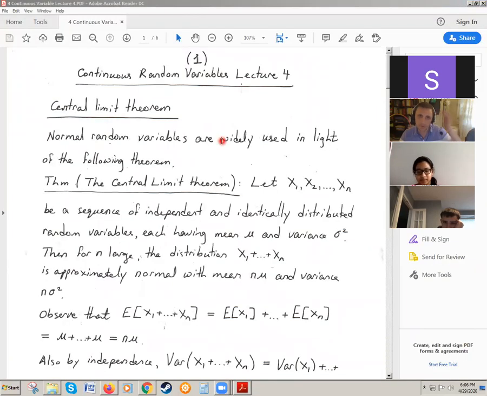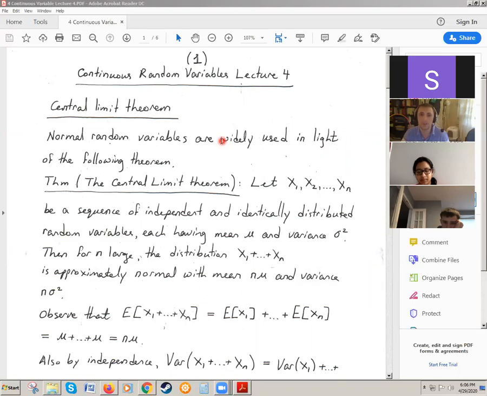So why are normal random variables so popular? The major reason for it is the central limit theorem, which I'm going to explain now. I'm not going to prove the central limit theorem. We need to know moment generating functions, but we will at least here apply this theorem, right?